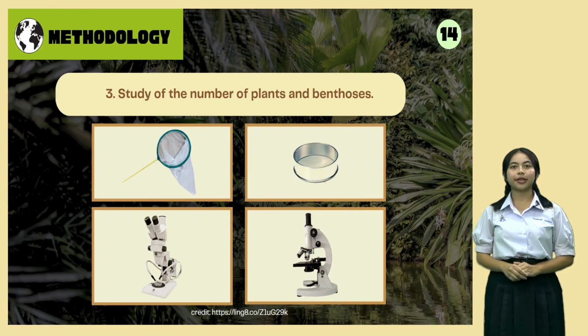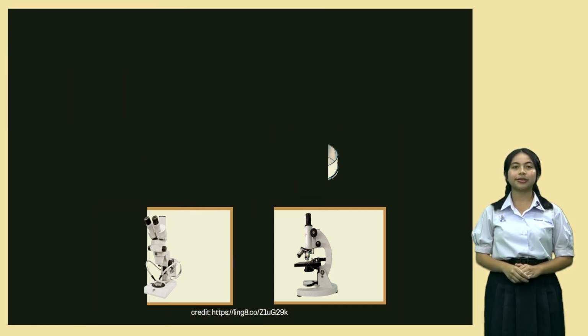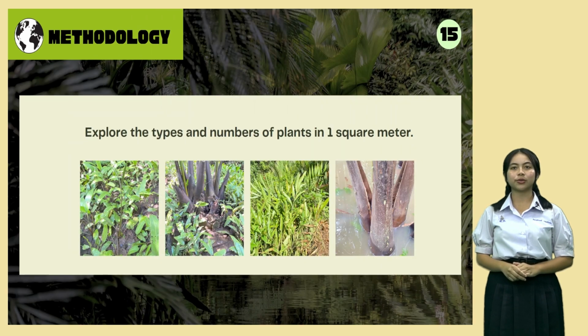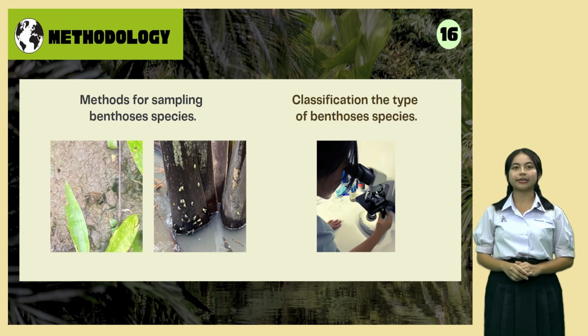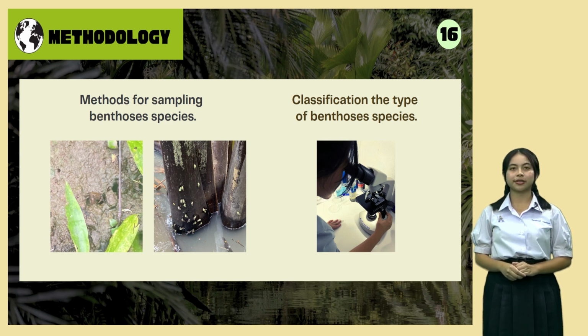Third, study of plant and benthos population. Use equipment such as a handnet, tray, light microscope, and stereo microscope. Determine types and quantity of plant within a 1 square meter area. Develop sampling techniques to identify and classify benthos species. By following this methodology, we aim to obtain comprehensive data on the soil and water quality, as well as the abundance and diversity of plants and benthos population in the Nypa palm forest area of Khlong Subdistrict, Kantang District, Trang Province.